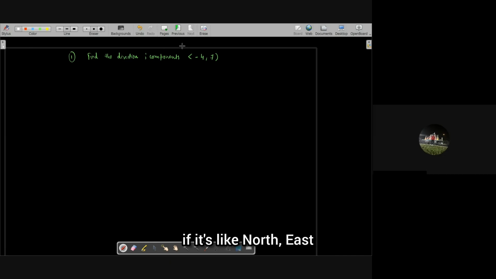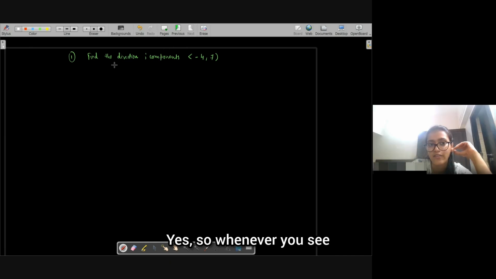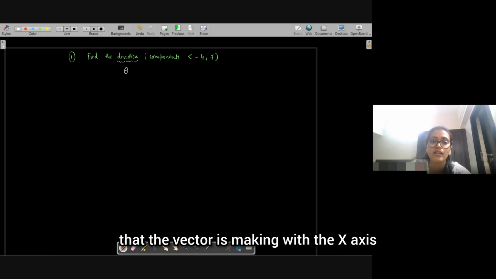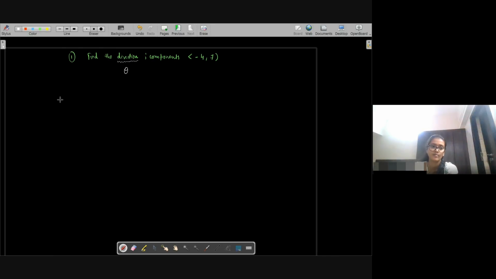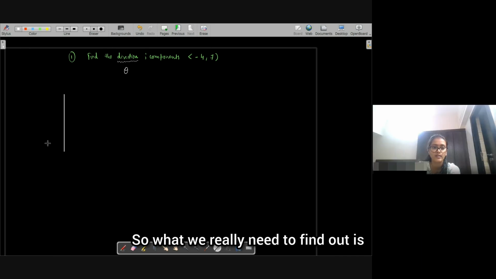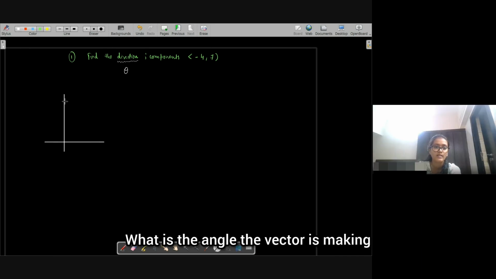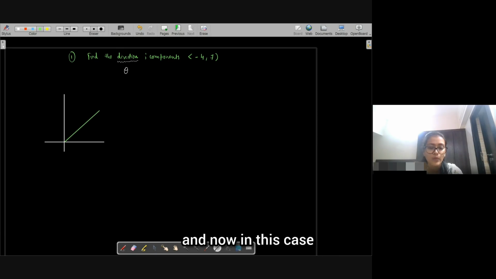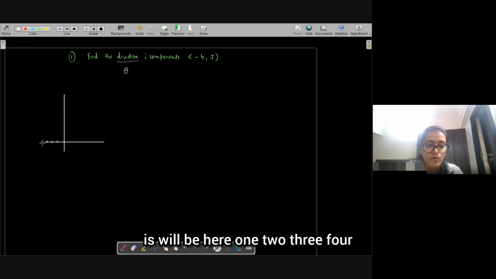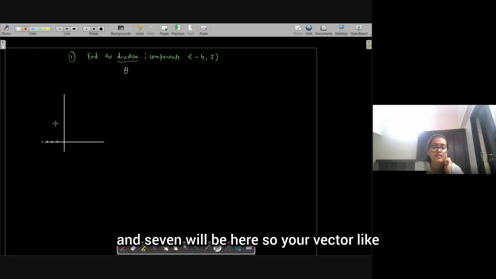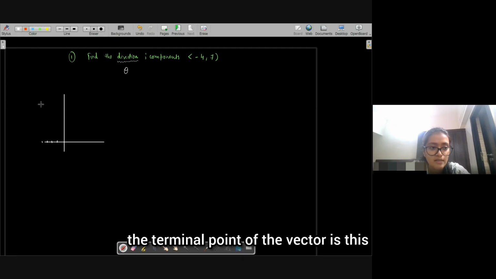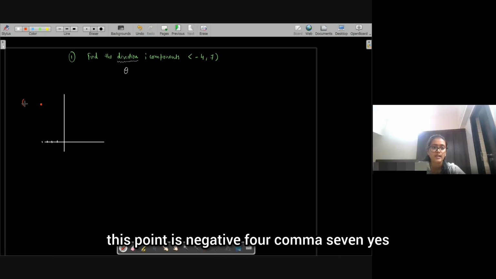We need to find if it's like north, east, or west, right? Yes, so whenever you see that you want to find out the direction, that means you want to find out the angle that the vector is making with the x-axis. So what we really need to find out is what is the angle the vector is making. In this case, when the components are negative 4 comma 7, that means negative 4 will be here, 1, 2, 3, 4, and 7 will be here. So the terminal point of the vector is this. This point is negative 4 comma 7.